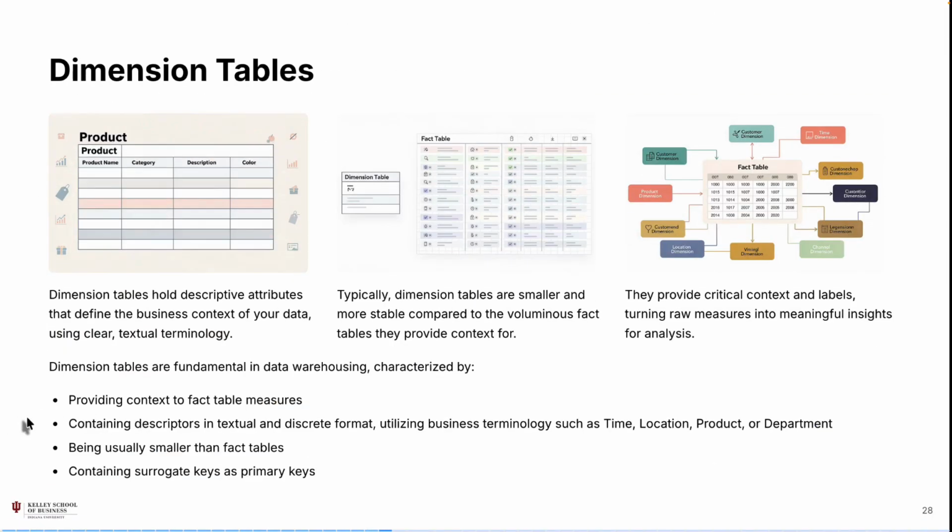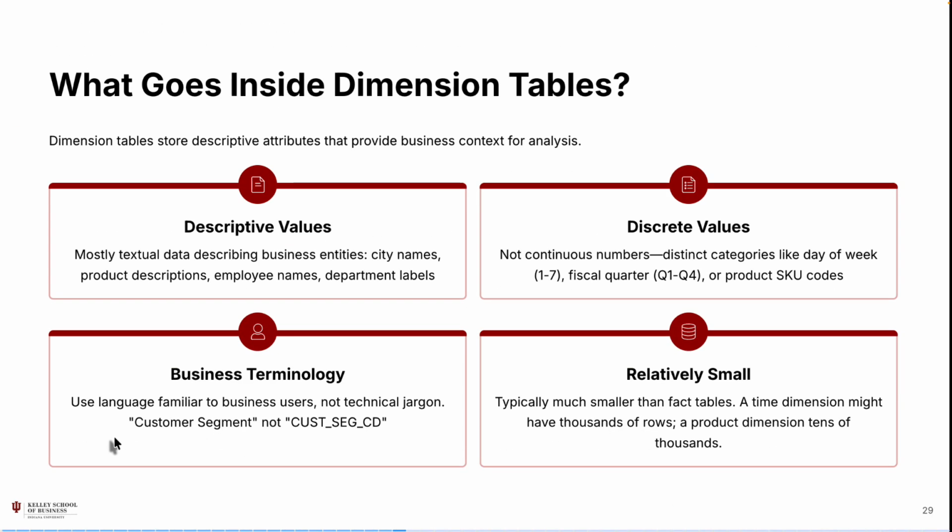Dimension tables hold descriptive values, and they define the business context, and they use clear and textual terminology. They're typically much smaller and more stable than the big fact table we have in the middle. So what goes inside dimension tables?